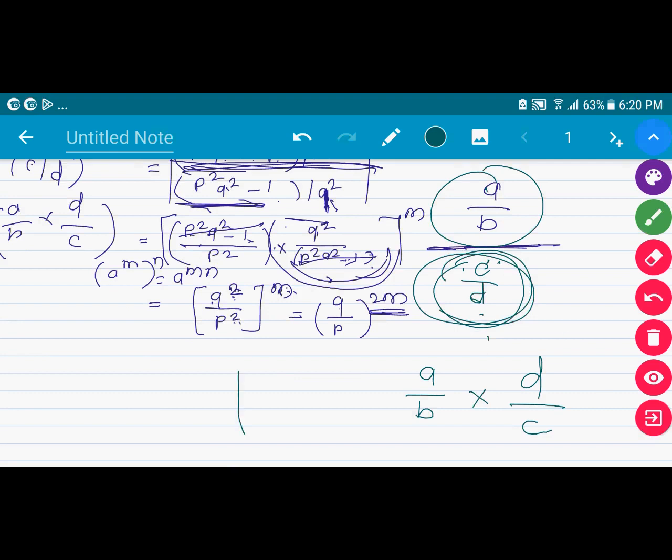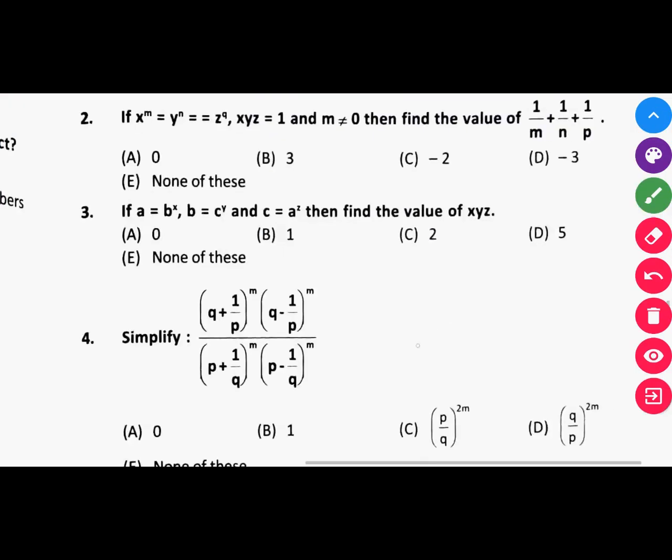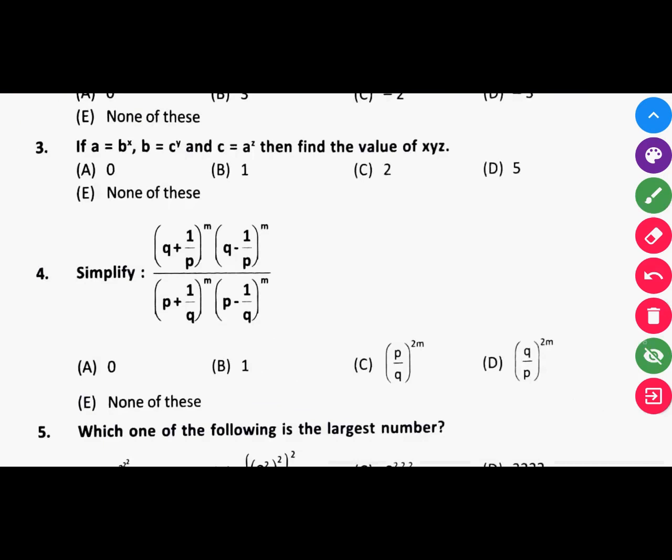ओके, तो सेम थिंग हमने इधर किया कि ये एक रैशनल नंबर था पी स्क्वायर क्यू स्क्वायर माइनस 1 अपॉन पी स्क्वायर, और ये दूसरा रैशनल नंबर था पी स्क्वायर क्यू स्क्वायर माइनस 1 अपॉन क्यू स्क्वायर. सो हमने उसके रेसिप्रोकल से इसको मल्टीप्लाई कर दिया. तो जो कॉमन न्यूमरेटर और इधर डिनोमिनेटर थे वो कैंसिल हो गए और सिर्फ क्यू स्क्वायर पी स्क्वायर बचा, और उसका एक्सपोनेंट पावर तो था ही कॉमन m, तो वो हमने लिख दिया. तो हमारा आंसर है q अपॉन p रेज टू 2m. Where is our answer? Answer D.